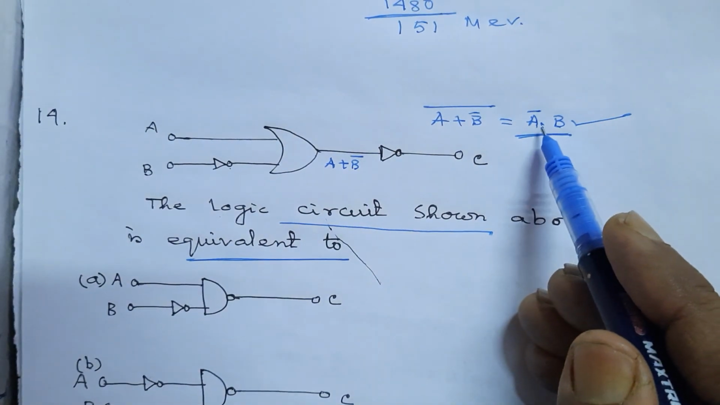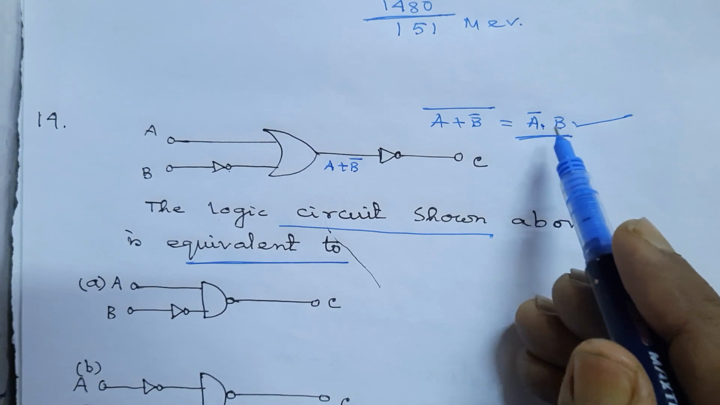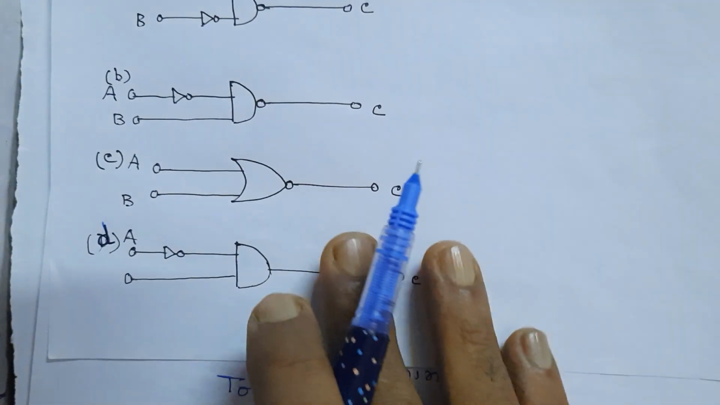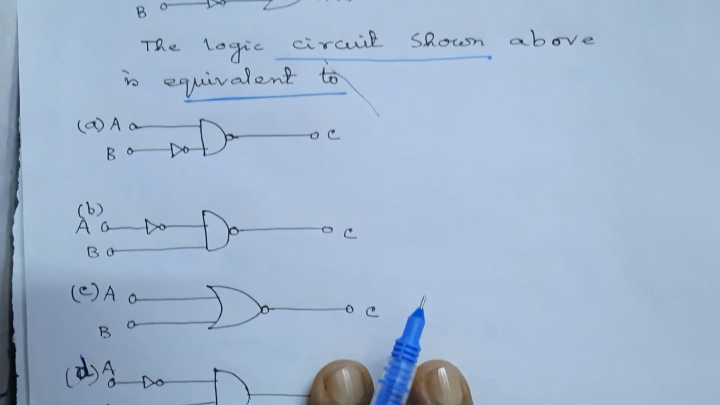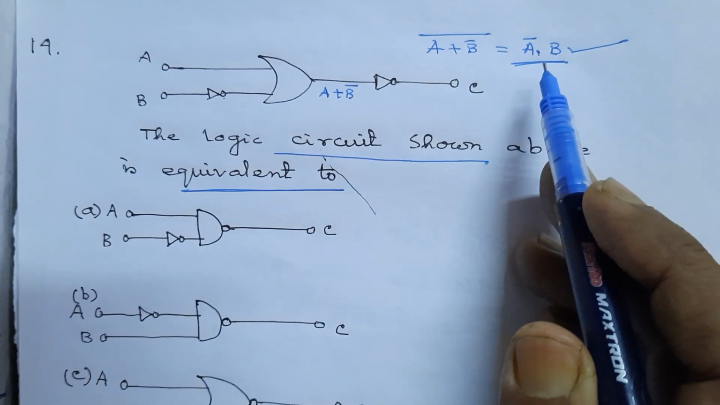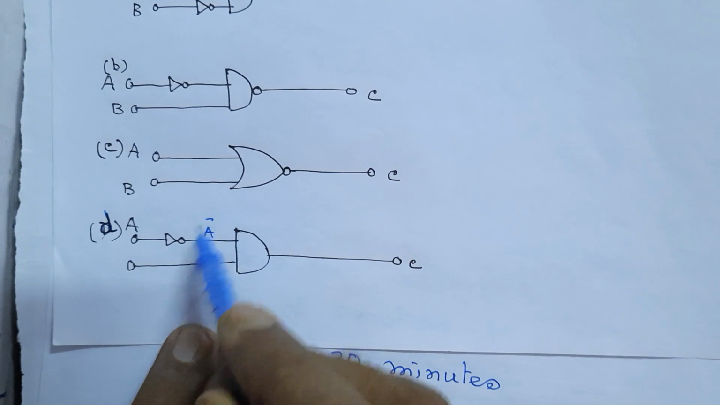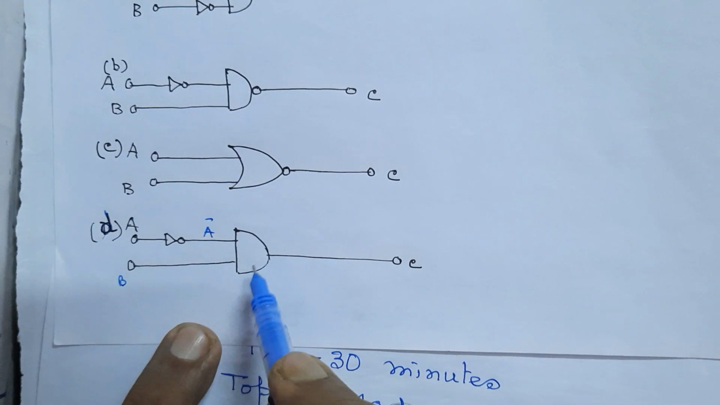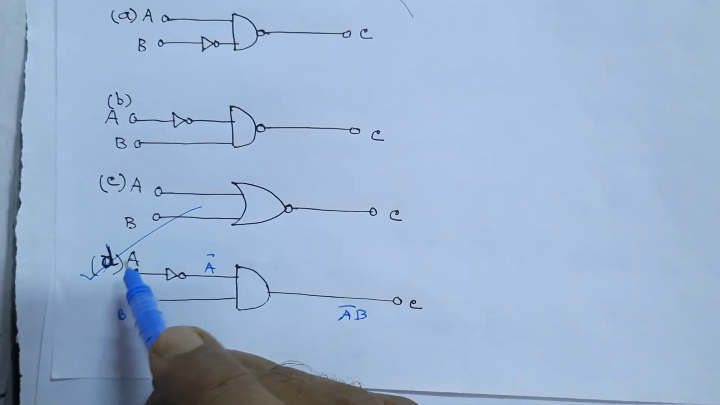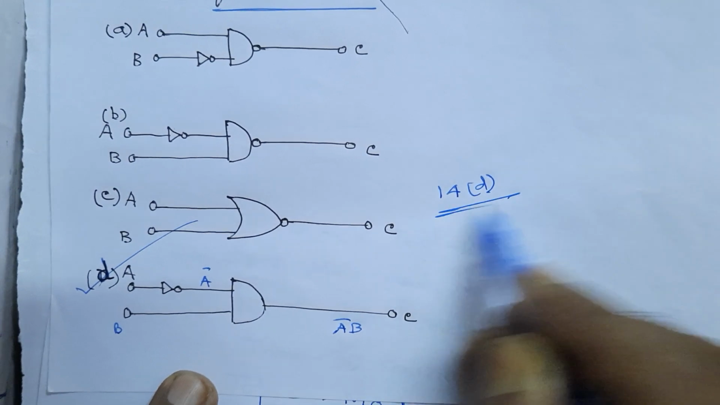Simply, there is a product. So we may have some AND gate, and there is an AND gate in the fourth option. So we start from the AND gate option. There is A inverse B: A with a NOT gate gives A inverse, and the second input is B. So the output product is A inverse B. So D is our correct option. Question number 14 has correct answer D.